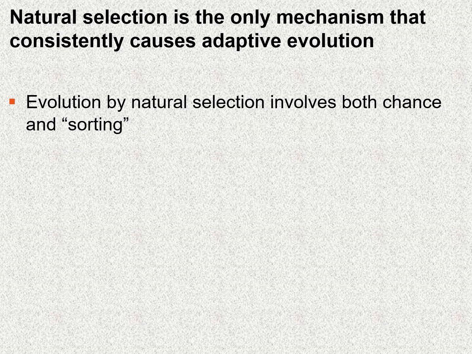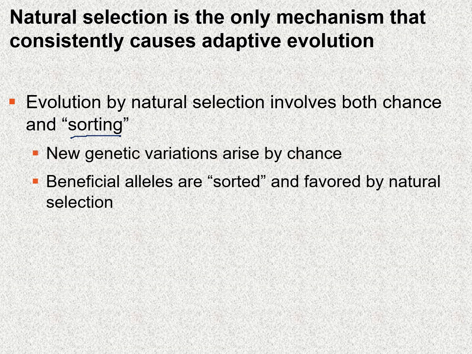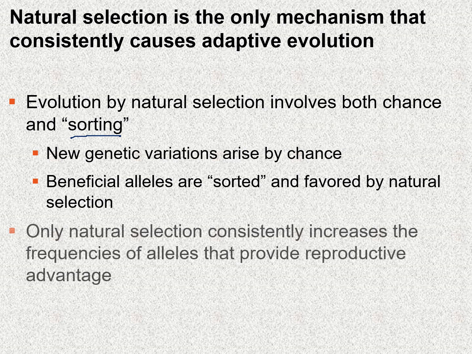Evolution by natural selection involves chance, right? So there's a mutation that occurs, right? But then it's sorted out. Okay, so then it's sorted out. Who are the winners and who are the losers, right? So new genetic variations can arise by chance, right? So then those that have this mutation, let's say the mutation is a benefit in their particular environment, it's going to be selected for by natural selection. Okay, so natural selection consistently increases the frequencies of alleles that provide an advantage.